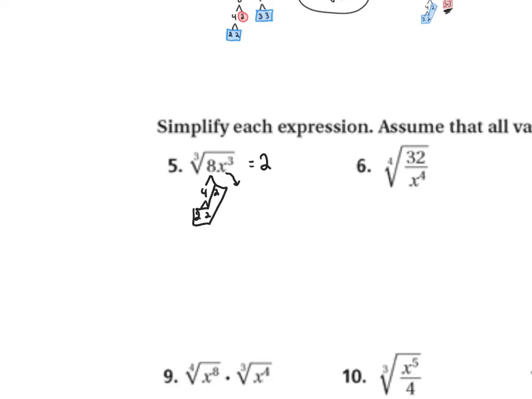Now let's see, x cubed, x times x times x. I need a group of 3. It is a perfect group of 3, so an x comes out. And guess what we have left under? Nothing. We've literally exhausted everything that was underneath. So our final answer here is 2x.